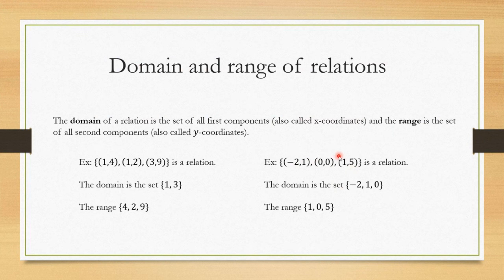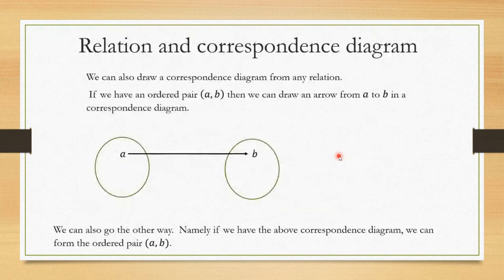But also from a relation, you could actually make a correspondence diagram. Basically, the domain would be your first set. The range would be your second set. And for each ordered pair, you can make an arrow like so. That's what we get here. So we can make a correspondence diagram from a relation.